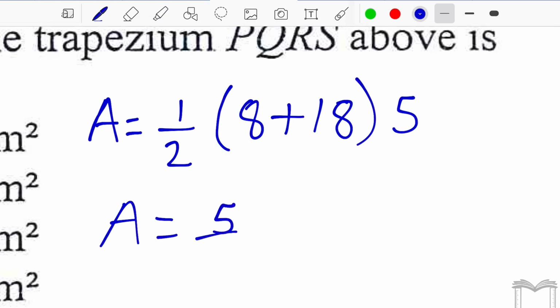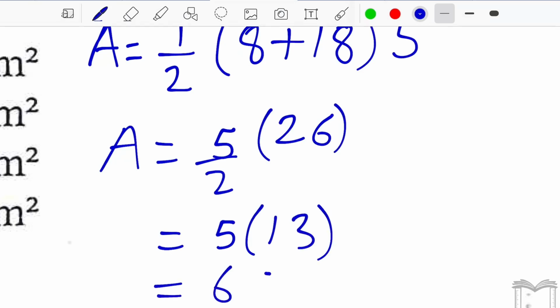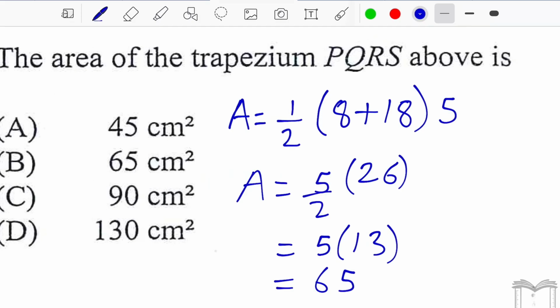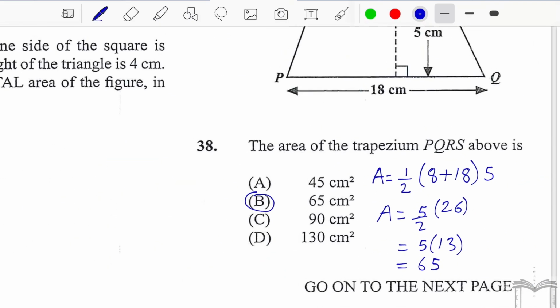So the area is equal to 5 over 2 multiplied by 8 plus 18, which is 26. 26 divided by 2 is 13. So that's 5 times 13, and this is 65. So B is the answer.